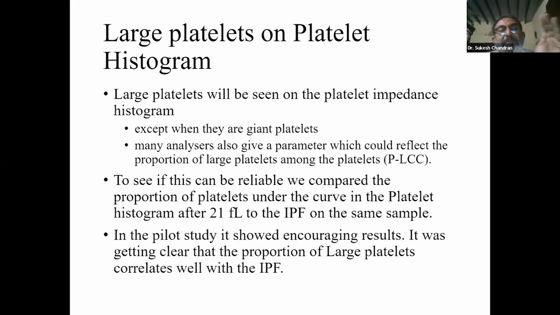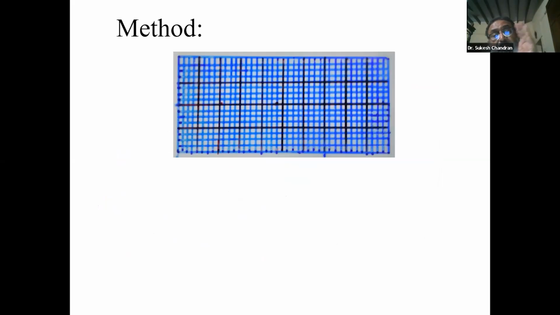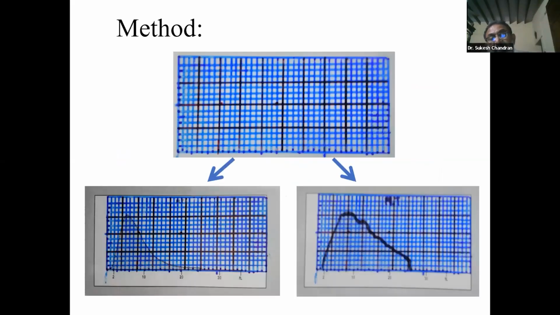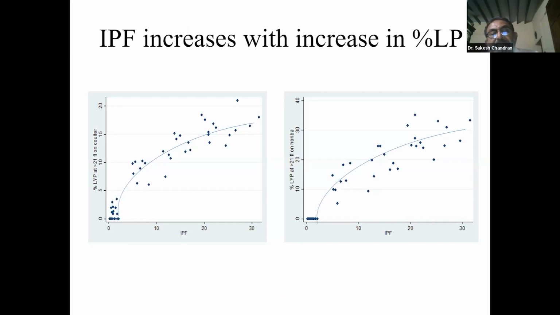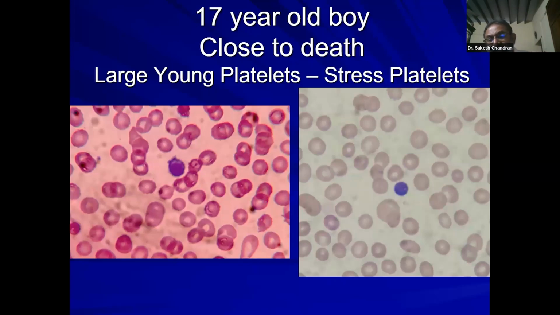So you must realize that large platelets are always seen on the platelet histogram. We actually did a study where we took all the platelet histograms, and anything that was more than 21 femtoliters was called the large platelet fraction. We put a graticule over the curve, and for any event beyond 21 femtoliters, we counted the squares under the curve. We called that the large platelet fraction. When we looked at the percentage of large platelets and compared it with IPF, it had a phenomenal correlation, basically proving that it is nothing but large platelets. Large platelets are being misclassified as immature platelets. Now coming back to my 17-year-old boy.